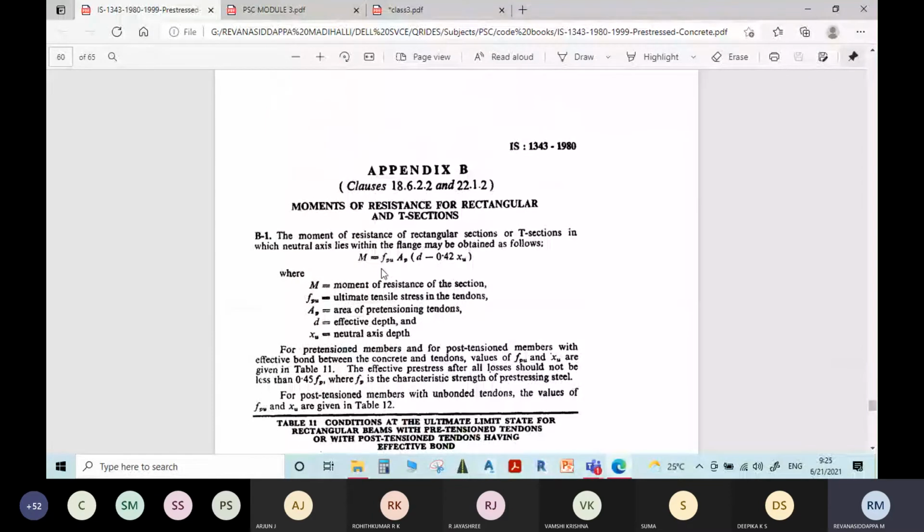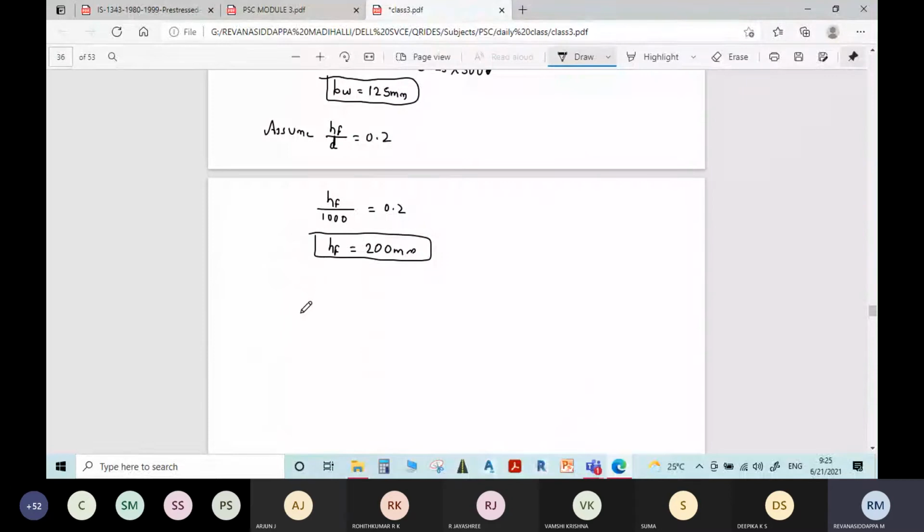M is equal to FPU into AP into D minus 0.42 XU. Here we'll assume there will be two cases for flange sections, the I section and the T section. The first case is that the depth of neutral axis lies within the flange. The second case is that the depth of neutral axis lies within the web.